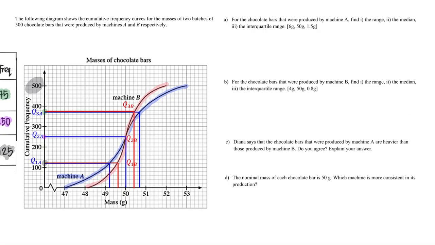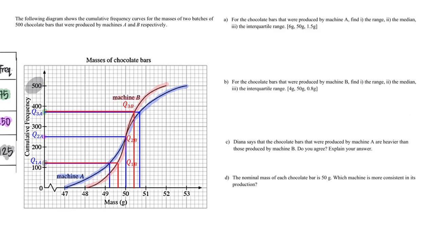Hello everyone, welcome to this video where we are given the following diagram that shows the cumulative frequency curves for the masses of two batches of 500 chocolate bars that were produced by machines A and B respectively. Machine A is blue color, machine B is red color.